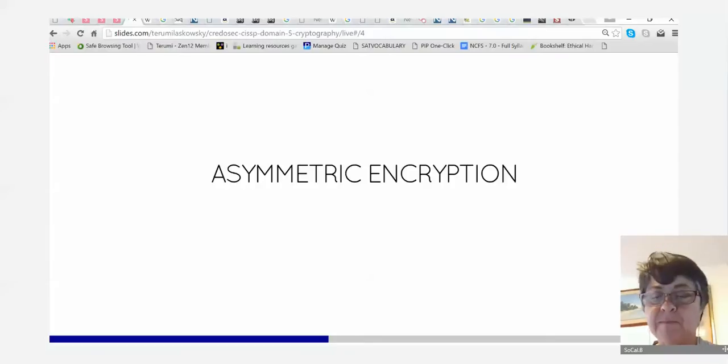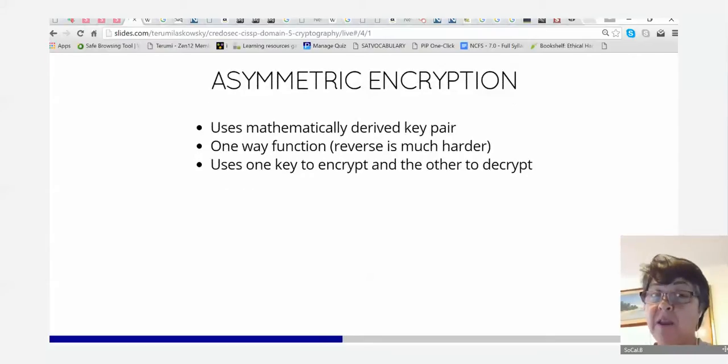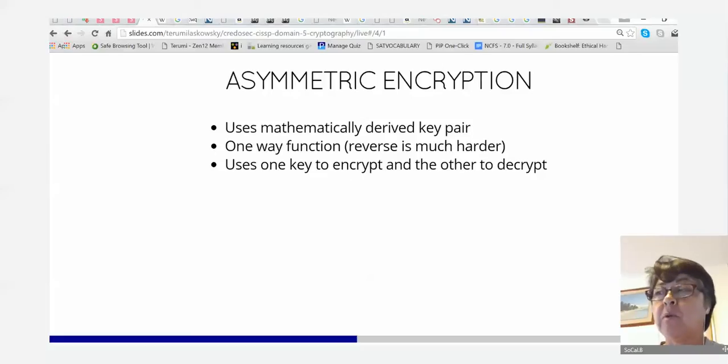Asymmetric encryption. Let's take a look at this one. It uses mathematically derived key pairs, right? It's a different key, right? You encrypt with one, you decrypt with the other, and vice versa, right? And the reason why this came up is because we wanted to share the secret key, right? Basically, that's what we wanted to do. The keys are derived using something called a one-way function, where going one direction is very easy to do, but going back the other way is much harder to do. Not impossible to do, but much harder to do, okay? And it uses one key to encrypt and the other key to decrypt, right? That's basically what asymmetric encryption is all about.